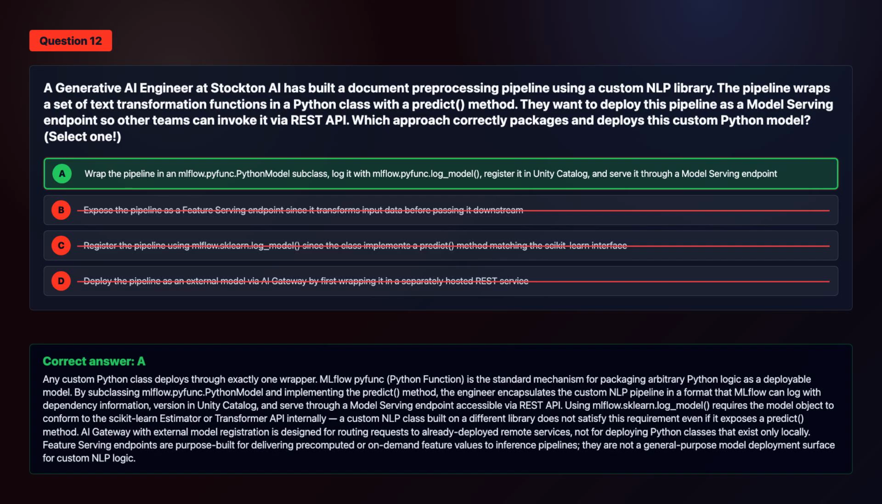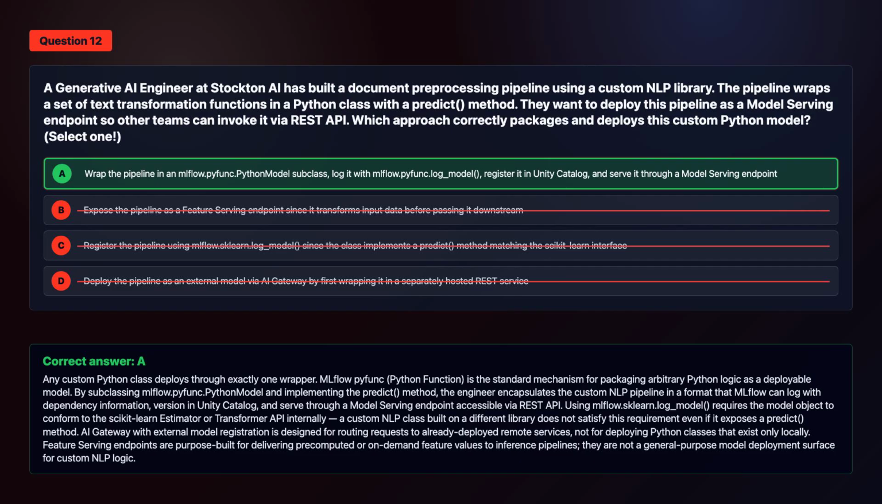The correct answer is option A. Any custom Python class deploys through exactly one wrapper. MLflow Python function is the standard mechanism for packaging arbitrary Python logic as a deployable model. By subclassing mlflow.pyfunc.PythonModel and implementing the predict method, the engineer encapsulates the custom NLP pipeline in a format that MLflow can log with dependency information, version in Unity Catalog, and serve through a model serving endpoint accessible via REST API.